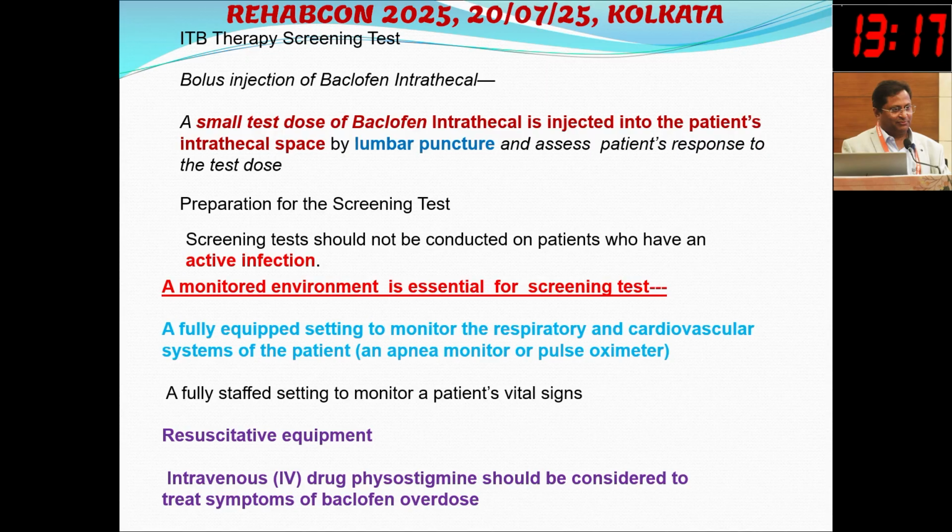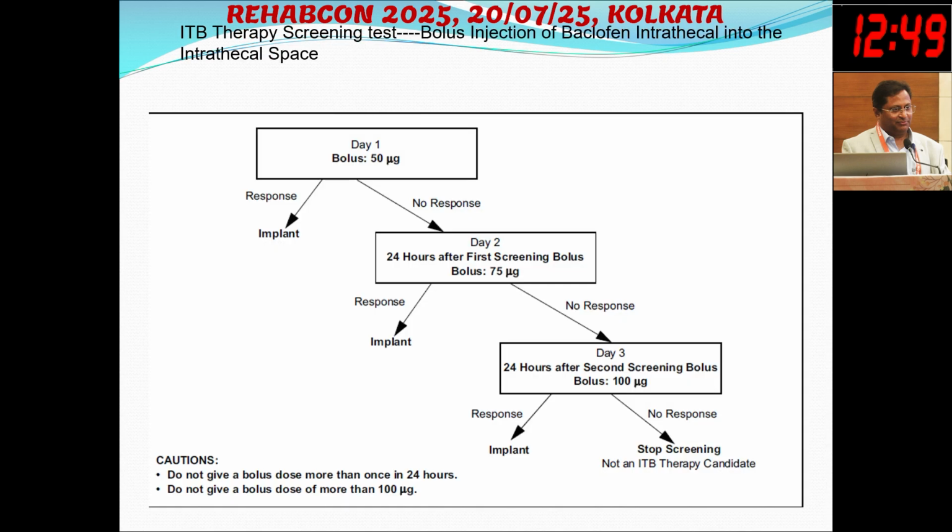Before putting in the instrument, we have to do a screening test. In the screening test, the patient comes for one day. We do a lumbar puncture and give injections: first 25, 50, and then 75 and then 100. This is very important. If the patient improves at least 2 Ashworth grades with the screening test, then only they are candidates for the BACLOFEN pump. So this is the protocol.